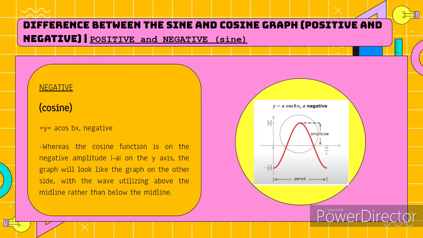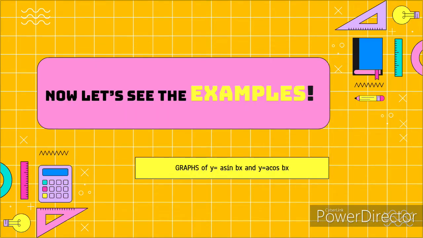Next is the negative function of it. The cosine function has a negative amplitude on the y-axis. The graph will look like the graph on the side, with the wave going above the midline, unlike the positive cosine function going below the midline. So we already know the parts and features of the graph, both sine and cosine. Let's now take it into an example.